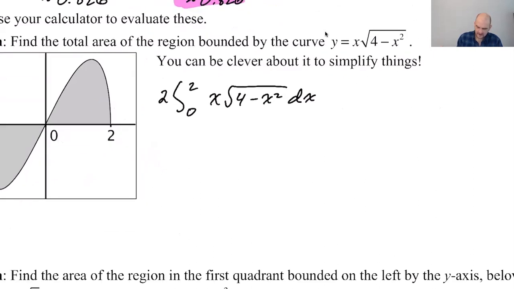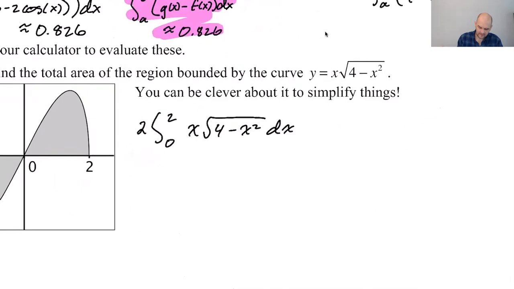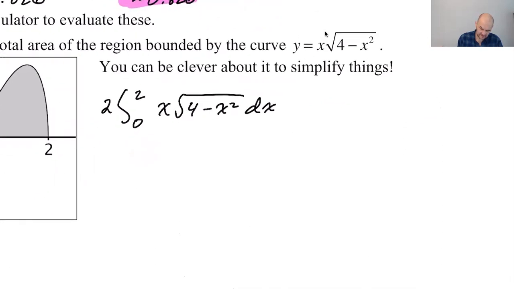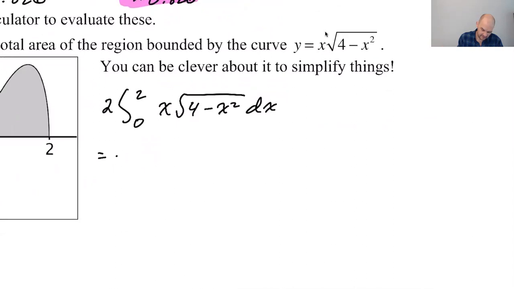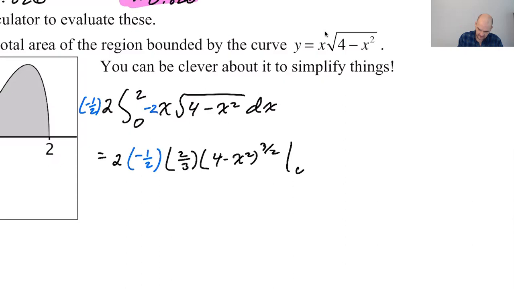All right, so you've got a bunch of choices. You can do u substitution. You can just go for it. So I'm going to just go for it. So there should have been a -2 here, so a -1/2 here. And now it's perfect on the inside. So that's blah to the 1/2, so 3/2, 2/3, and 4 minus x squared to the 3/2, and then go 0 to 2.